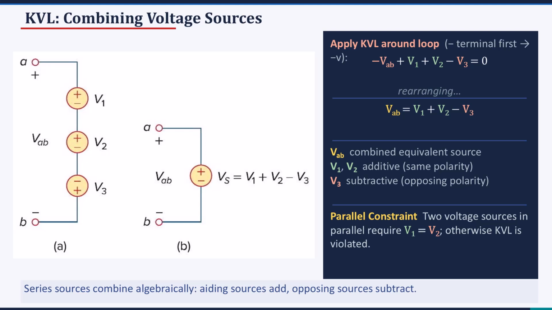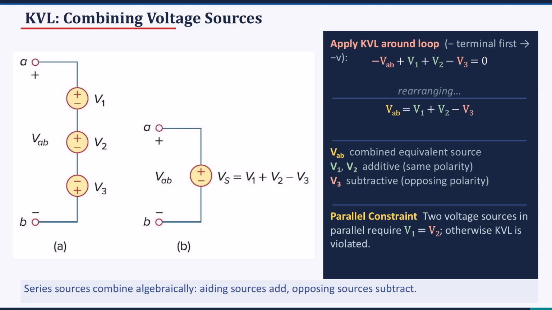To summarize the series combination rule, series sources combine algebraically. Aiding sources add, opposing sources subtract. Summary of this lecture. That brings us to the end of this lecture on Kirchhoff's laws. Let's quickly recap. 1. Nodes, branches, and loops are the building blocks for describing any circuit. The network topology relation B equals n plus L minus 1 connects them.